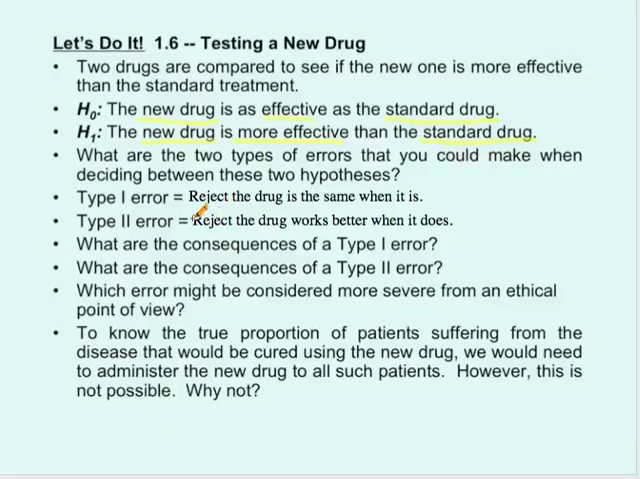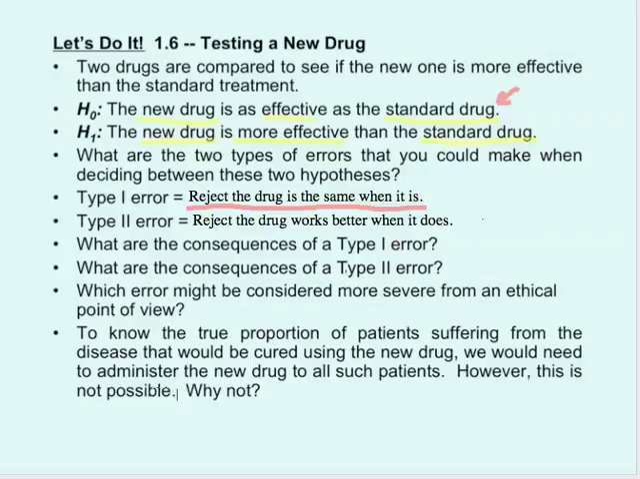Let's take a look at it. A type 1 error would be to reject the null when in fact it was true. So a type 1 error would be to reject that the drug is the same when in fact it is. Rejecting the drug is the same when it is means we would come up here in a type 1 error and we would reject that particular hypothesis.